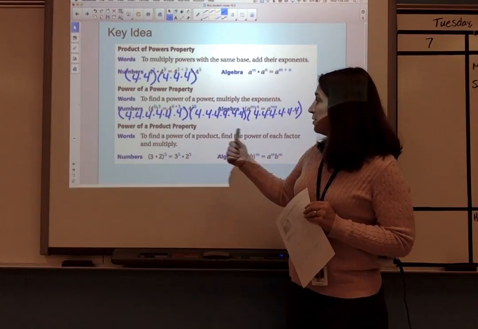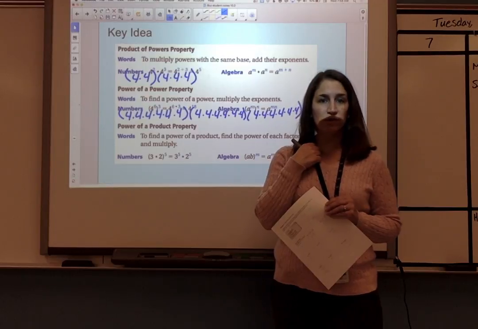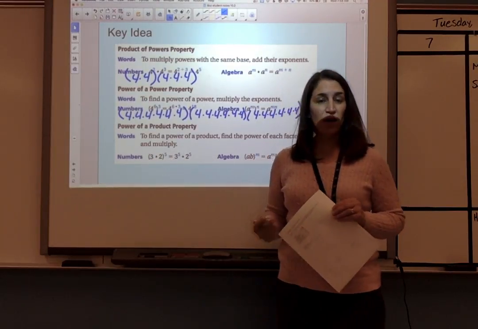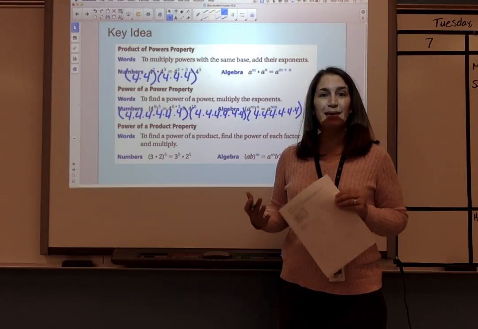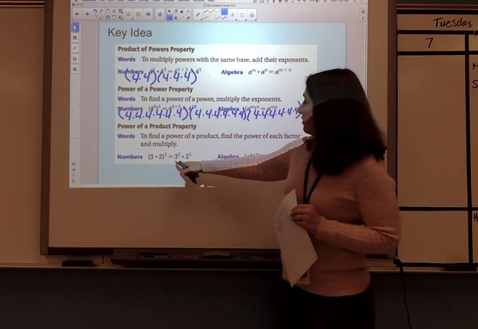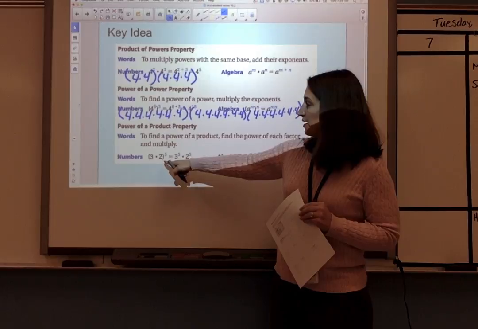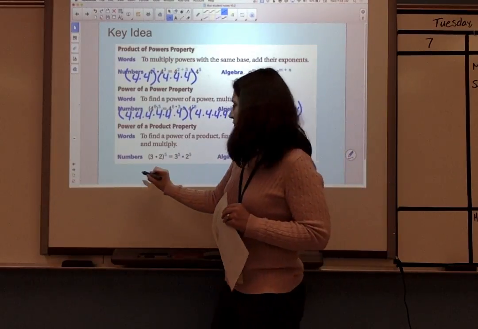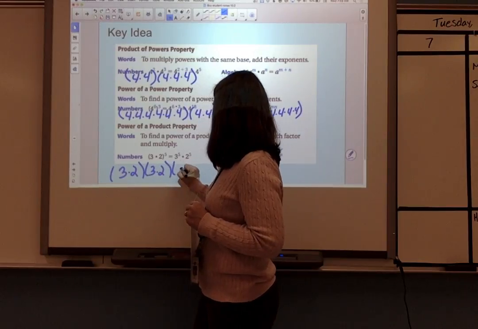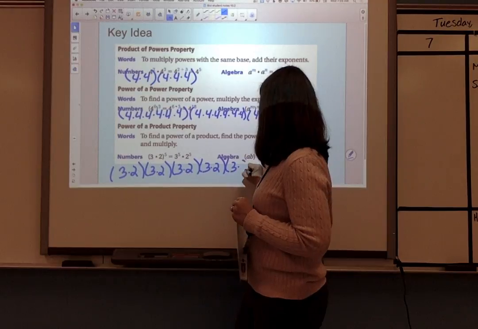So this says to find the power of a product, find the power of each factor and multiply. So here if we have the base itself is a product and we're taking that product to a power, we can find the power of each of those factors and multiply. So 3 times 2 to the 5th power in expanded form would look like this. 3 times 2, 3 times 2, 3 times 2, 3 times 2, 3 times 2.